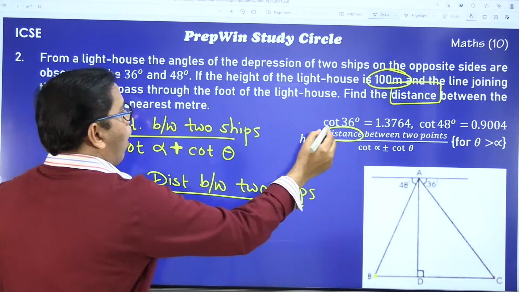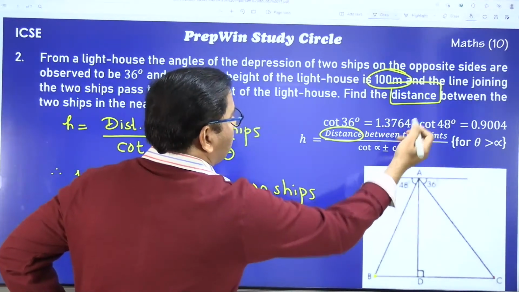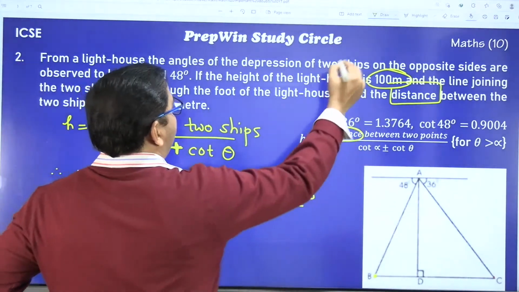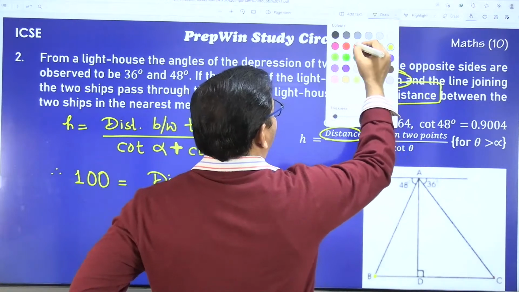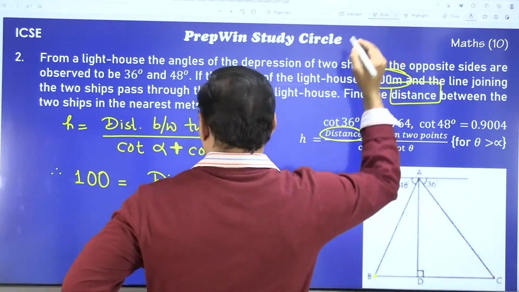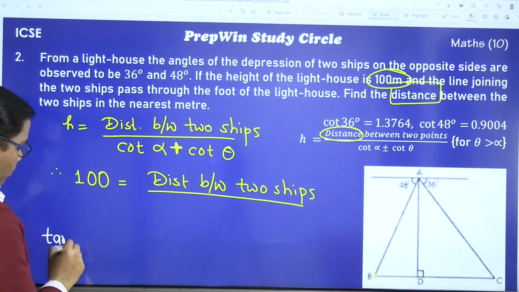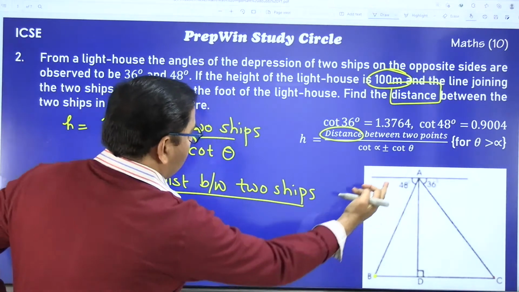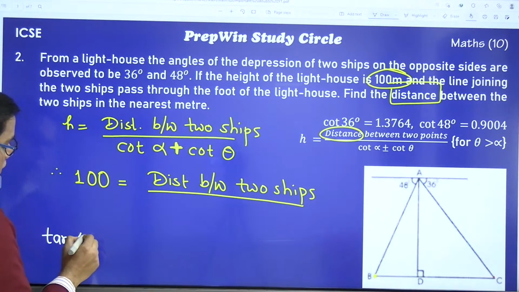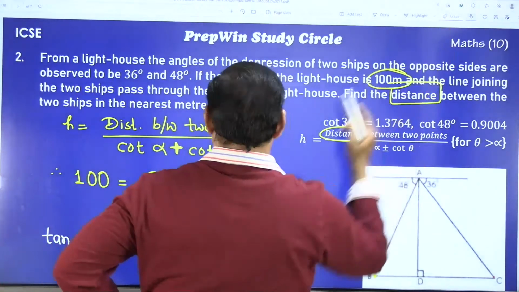Now what about cot alpha? Cot 36 and cot 48, cot 36 and cot 48, okay? So if from a log table you have to find out the value of tan, what is the angle? 48 degree, right? Sorry, we want the value of cot 48 degree, okay?